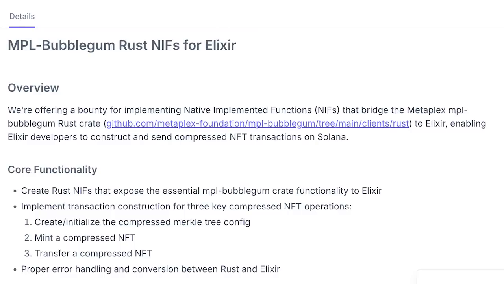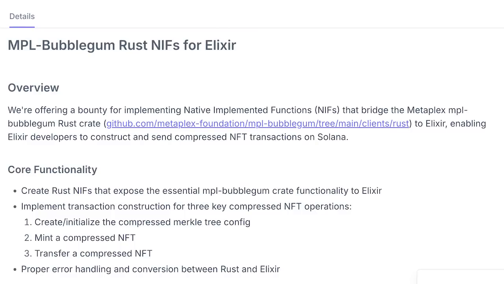Since their backend is in Elixir, and Elixir isn't a language commonly used across the Solana ecosystem, we don't have a lot of good Elixir clients to interact with contracts. We have TypeScript and Rust clients usually. Usually, when someone deploys a contract, they write TypeScript and Rust clients for it. Rarely will you find someone write an Elixir client. So the bounty for today, for $1,000, is building natively implemented functions in Elixir.